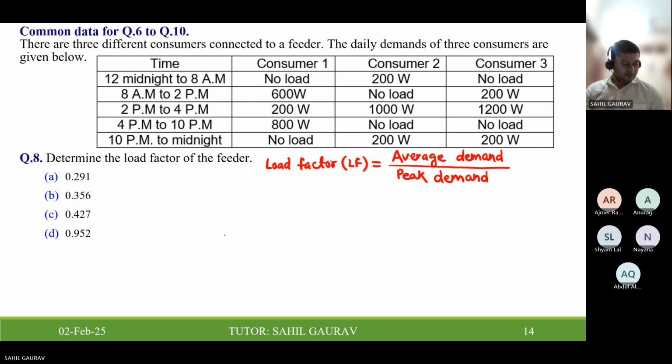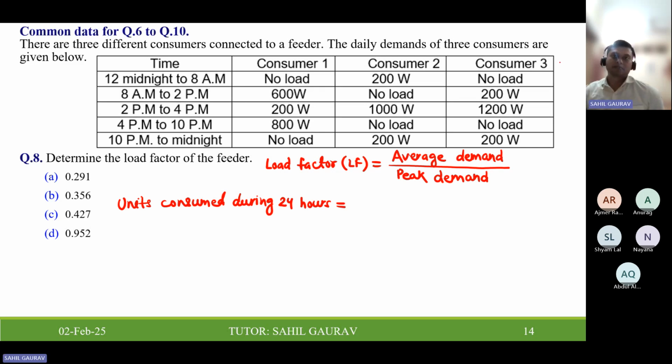So how you can find the average demand? The unit consumption in 24 hours. So units consumed during 24 hours.